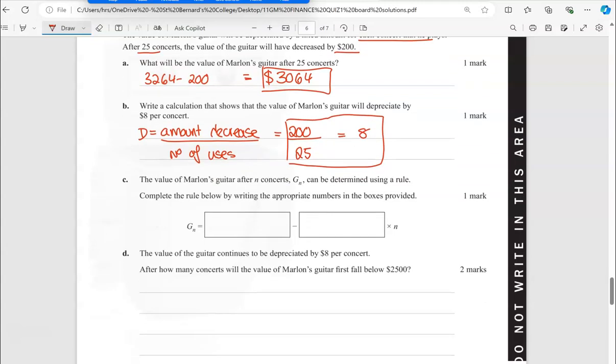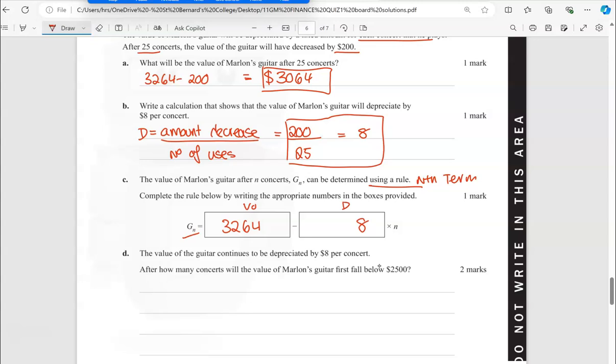Now it says Marion's value of a guitar can be given by the rule. So that's the nth term rule. When we have unit cost, we put VO for the nth term, VO minus D. So what was VO? And what does every concert drop by? 8. Okay?